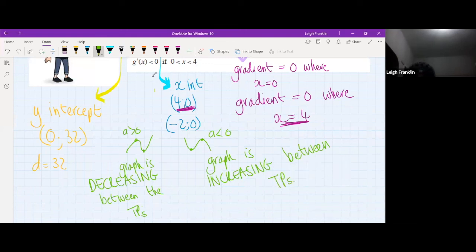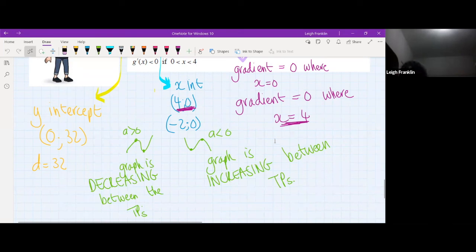Okay, does that make sense to everybody? So a graph that's concave down and then concave up is decreasing between its turning points. A graph that's concave up and then concave down is increasing between its turning points. Okay, so it's important for me to know this.